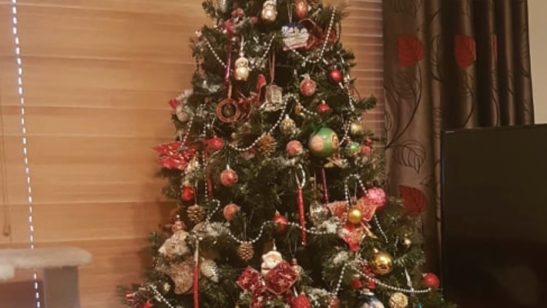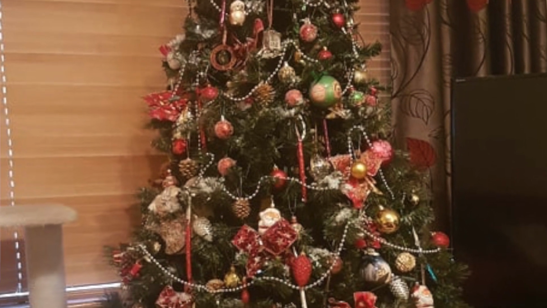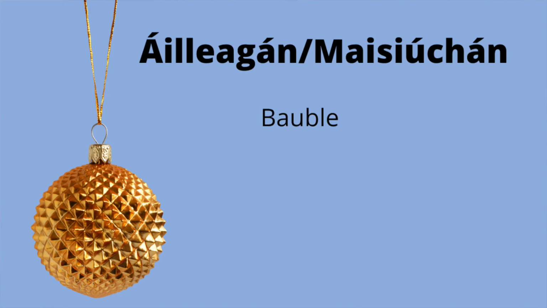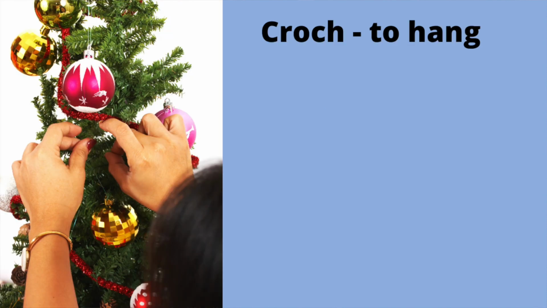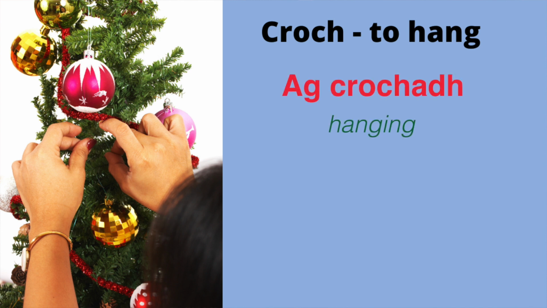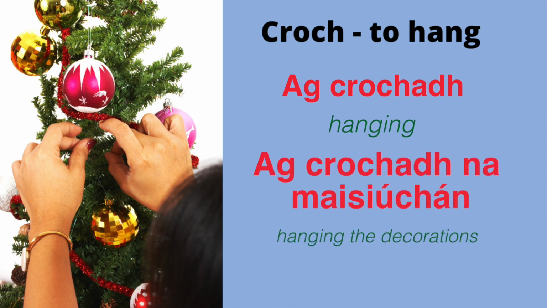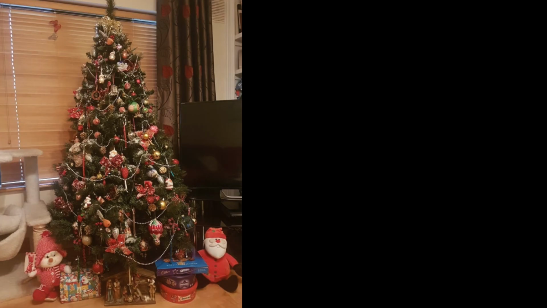The Irish for a bobble, as in a trinket, is ornáin, but you could also say maisiúcháin. Crochadh is a good verb to know in the context of talking about Christmas trees. Crochadh, and that means to hang. Ag crochadh is hanging. Ag crochadh na maisiúcháin. Hanging the decorations.